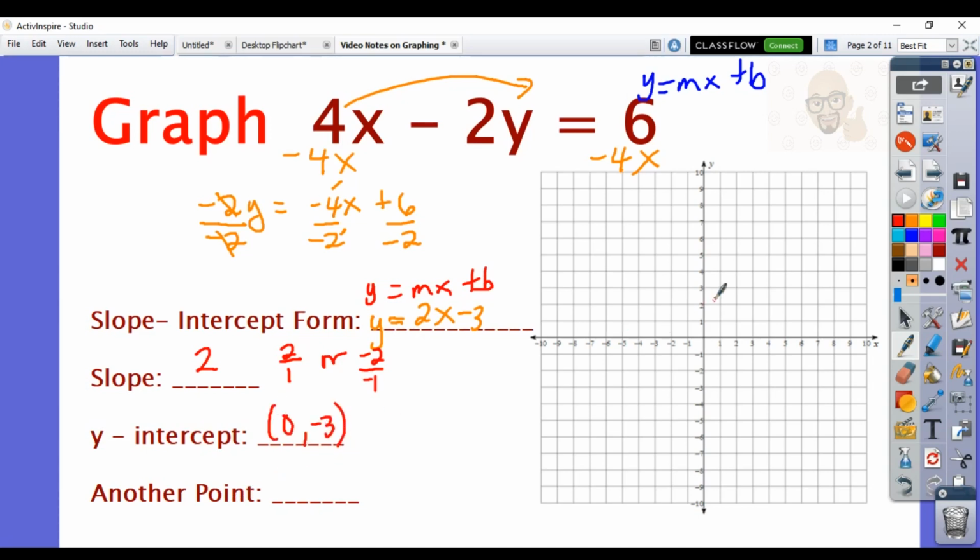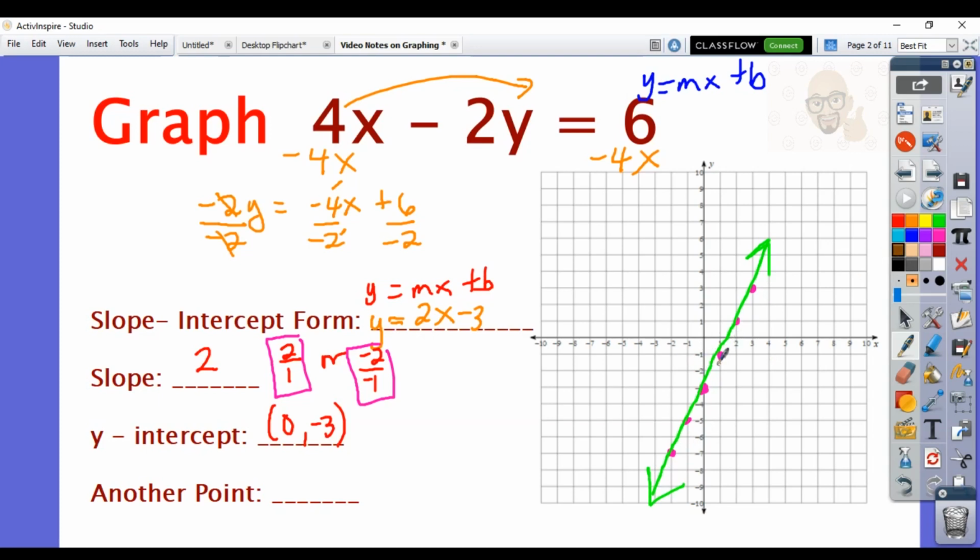Another point we will find when we do the graphing. There are multiple possible answers for that. We start at the b, which is (0, negative 3), right here. Applying the 2 over 1, you go up 2, over 1, up 2, over 1. Or you can go down 2 and left 1, because it's negative 2 over negative 1. If you connect all the points, they make a straight line. Don't forget your arrowheads, and that's it.